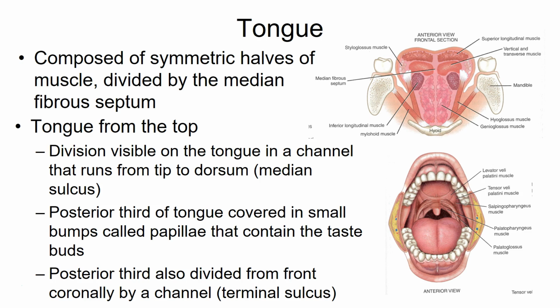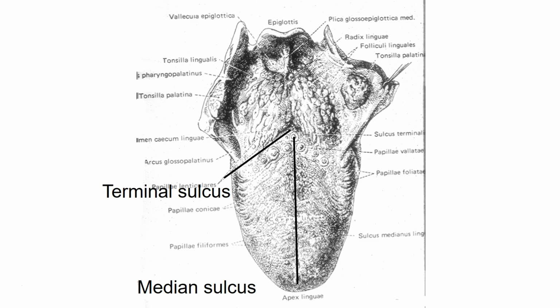The posterior third of the tongue is covered in small bumps called papillae that contain our taste buds. The posterior third is also divided from the front along the coronal plane by a channel called the terminal sulcus, which isn't particularly visible in any of your images in the book. This image from a classic anatomy textbook shows some of that texture and division of the tongue in a little bit more detail. In this case, this would be a drawing of a tongue that's been cut out of a body and looked at separately from above.